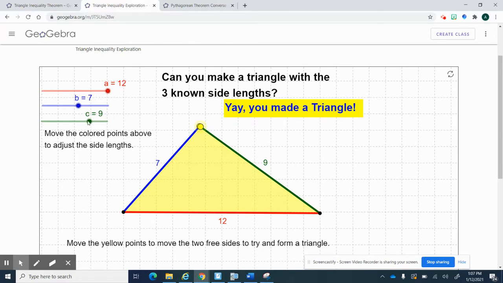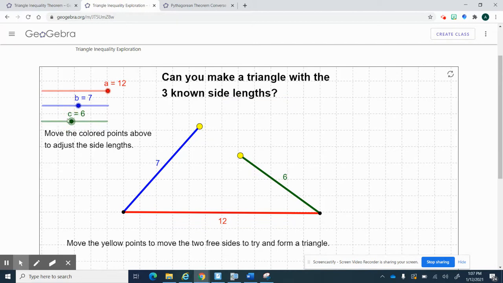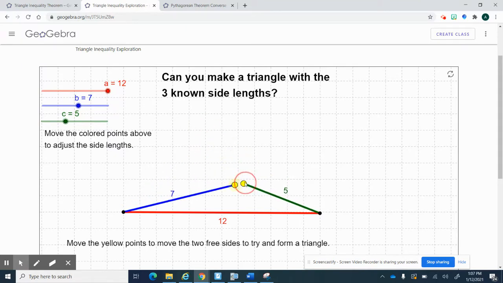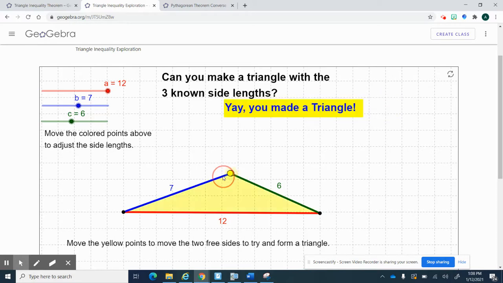But if we adjust this, let's say to be 5 and 7, where it's equal to 12, 5 plus 7 is equal to 12. These are going to be too short to ever actually touch each other and form a full triangle. Or if it's equal, let's say these were both 6. Again, they have to be greater than that third side or they're never going to reach each other. So the minute we make this so that 7 plus 6 is 13, we're able to adjust these again so that they do create a triangle again.